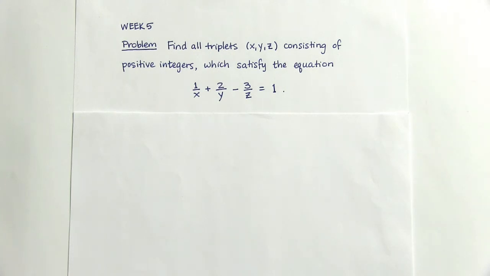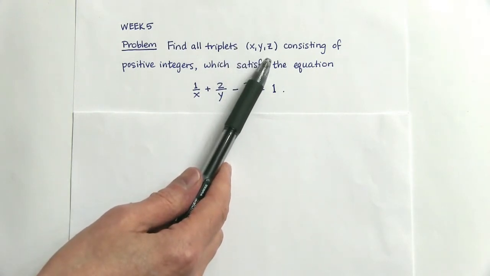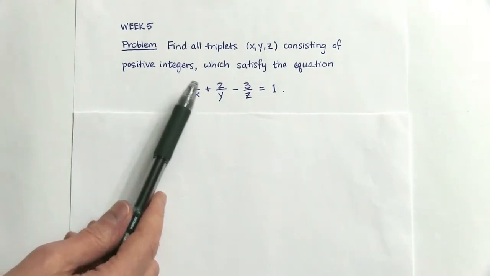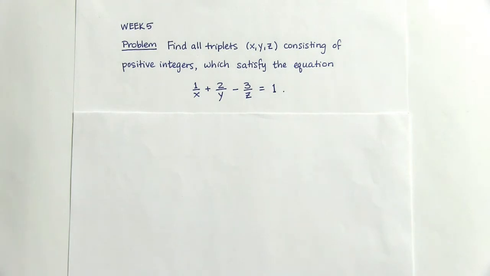The problem we want to solve this week is as follows. We want to find all triplets x, y, and z consisting of positive integers which satisfy this equation.